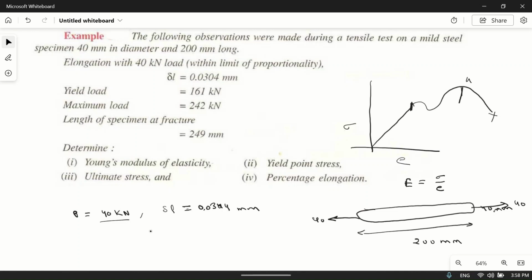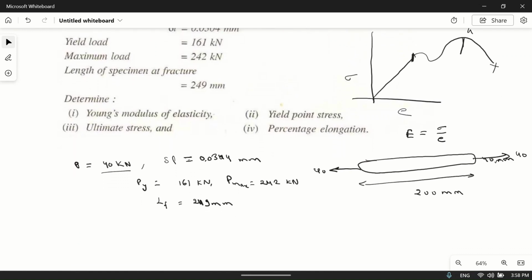Okay, yield load is equal to 151 kilonewton, and maximum load P max is equal to 242 kilonewton, and final length, when it is elongated already, then final length is 249 mm. So Young's modulus of elasticity.